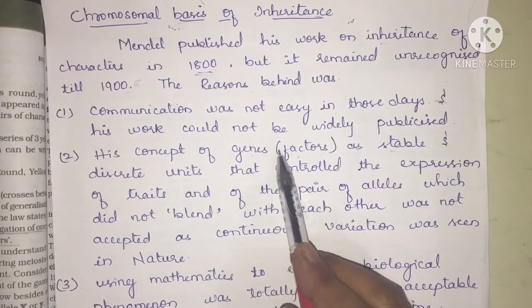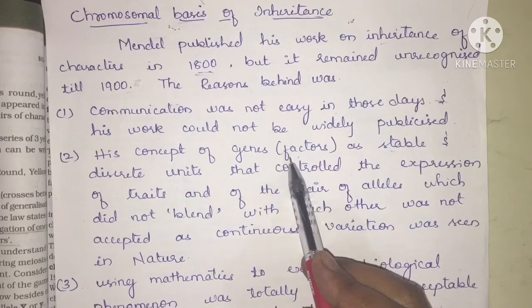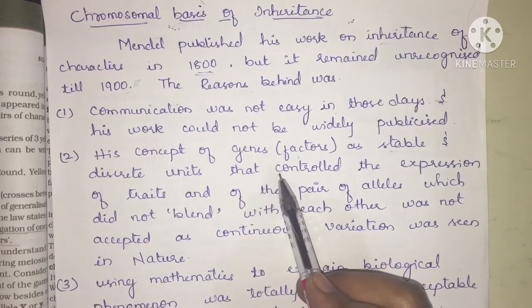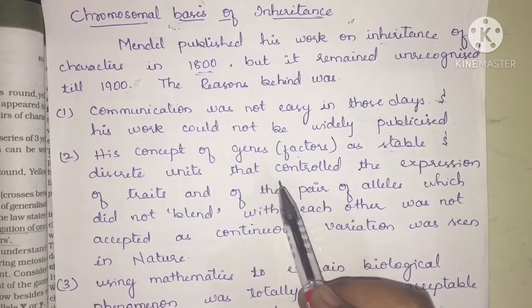What did he say? Factors are getting transferred from parents to offspring. He didn't talk about a blending of genes, which we can see in meiosis. In meiosis we have crossing over, where blending of genes takes place.